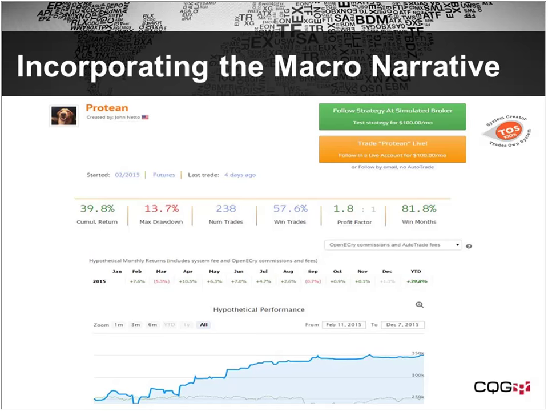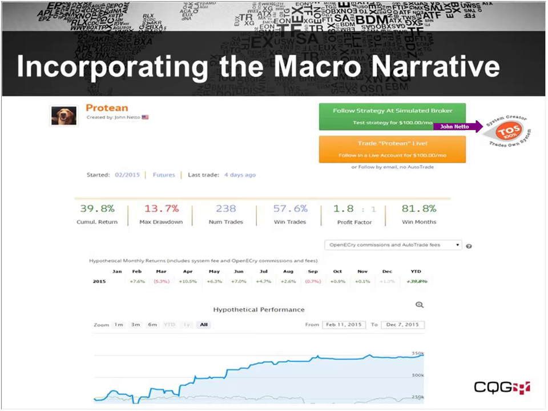Here's a little bit of a backdrop in terms of what incorporating the macro narrative means. For those of you familiar with collective2.com, it is a website that allows you to trade from a live account or input your system, and then you can have followers on it. I trade from a live account. You can see the TOS designator.